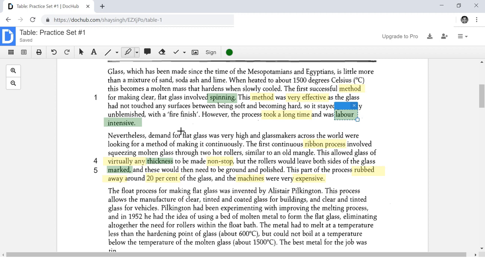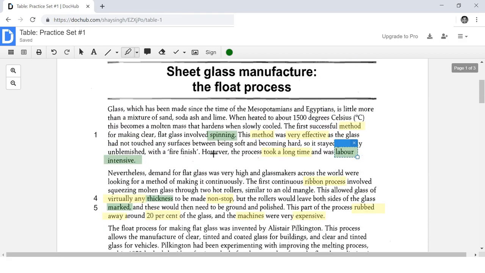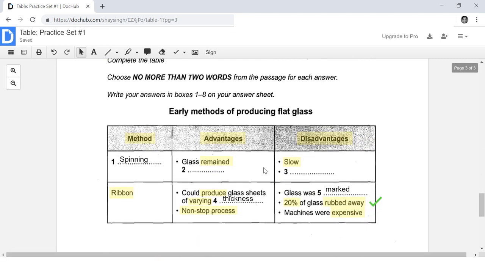We are also looking for an advantage. Over here it said that we have to look for an advantage. The advantage was that the glass remained what? Well, it mentions that up here. It says the glass stayed, it stayed a certain way. The glass stayed perfectly unblemished. Perfectly unblemished. So that's going to be our other answer. Okay, unblemished. You can also put perfectly unblemished. That is also fine. Both of those options are fine.